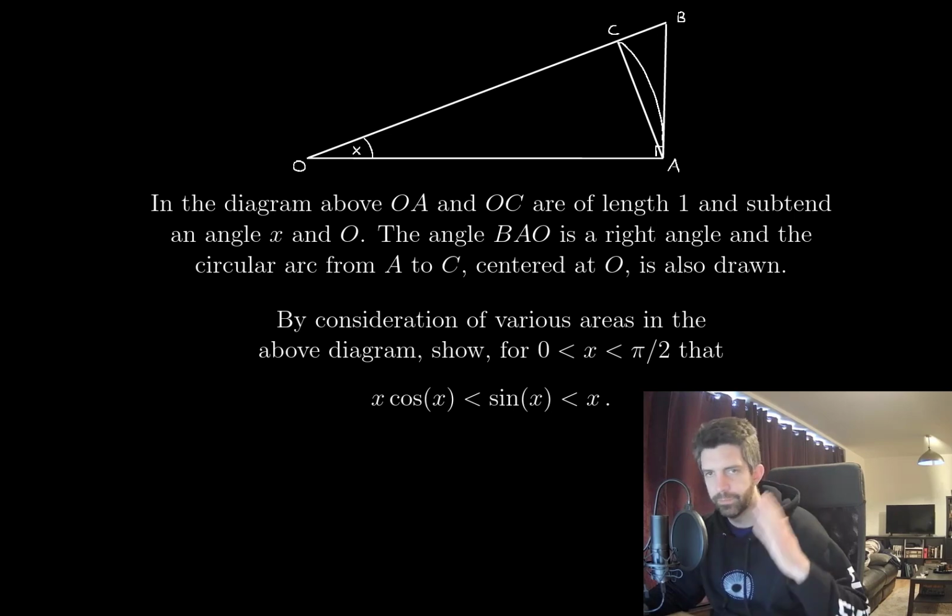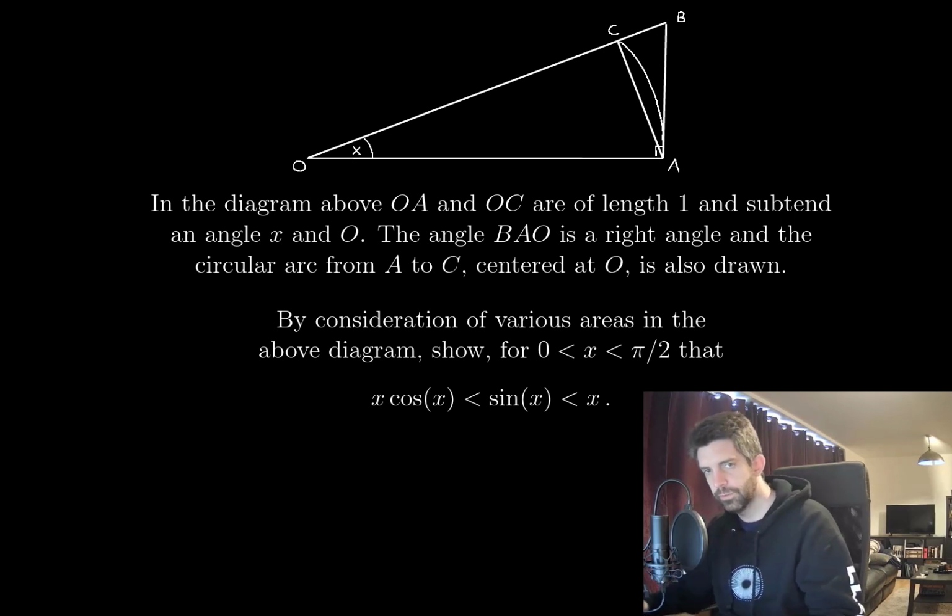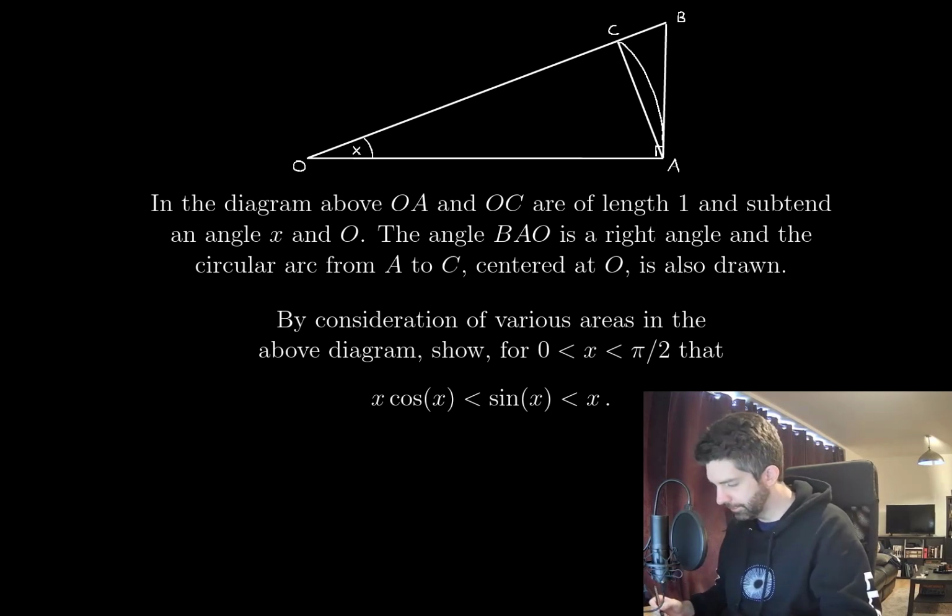Right, we're given part of a circle, basically. By consideration of various areas in the diagram above, show for 0 less than x less than pi over 2 that x cos x is less than sine x is less than x. Okay, so let's draw this figure.